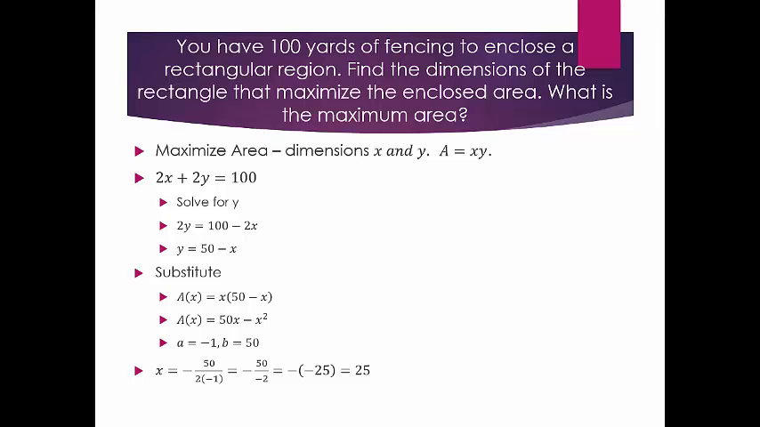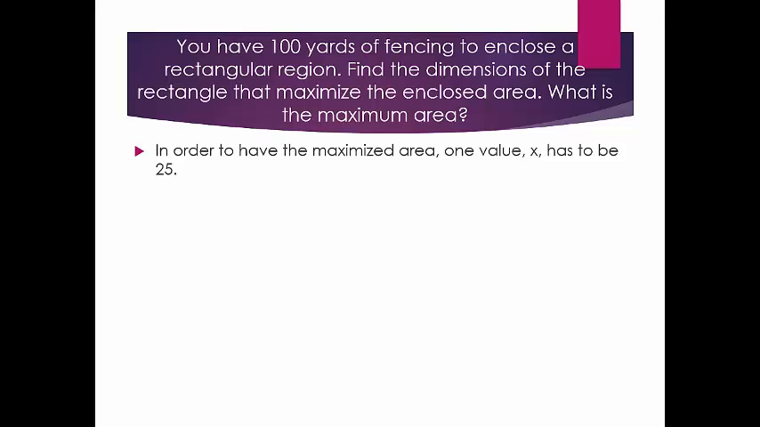We have negative 50 divided by 2 times negative 1. 2 times negative 1 is negative 2, so this equals negative 50 divided by negative 2. 50 divided by negative 2 is negative 25. These two negatives make a positive, so it equals 25. In order to have the maximized area, one value, x, has to be 25.